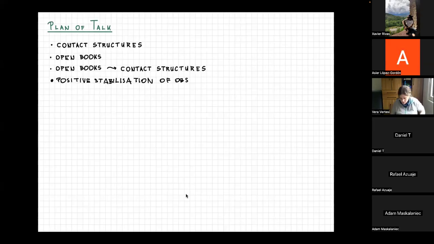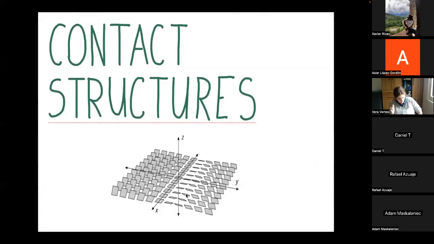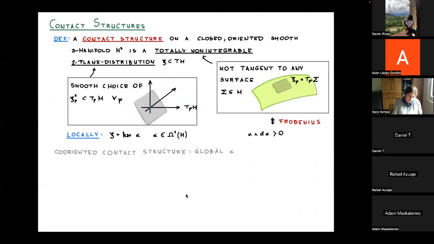Open books. Okay, so let's start with contact structures. So here is the first picture. A contact structure, but maybe you know more about this than I thought. A contact structure on a closed oriented smooth three-manifold is a totally non-integrable two-plane distribution. This just means that it is not tangent to any open surface, and the two-plane distribution just means that at the tangent planes you choose a two-dimensional subspace.